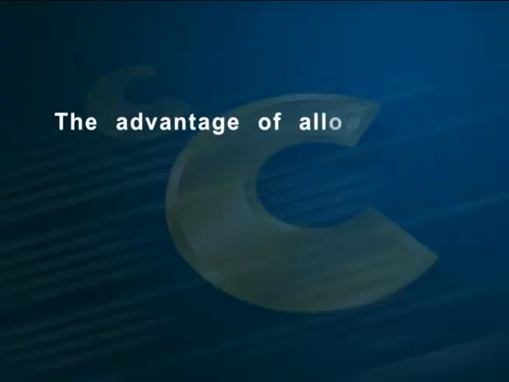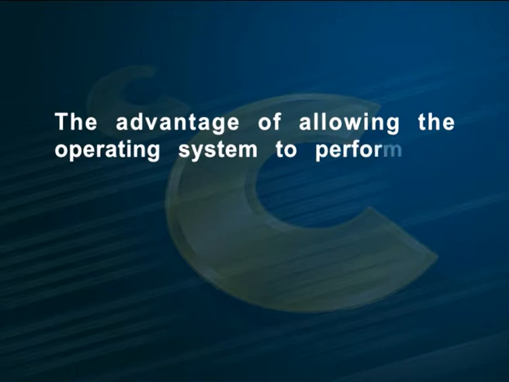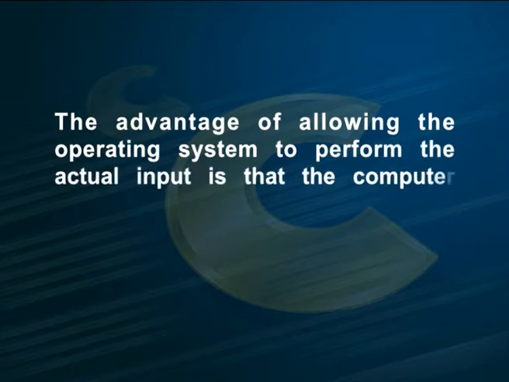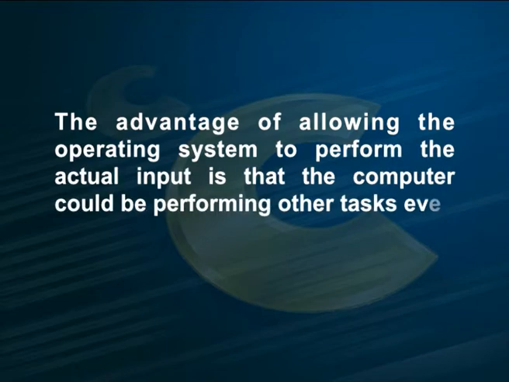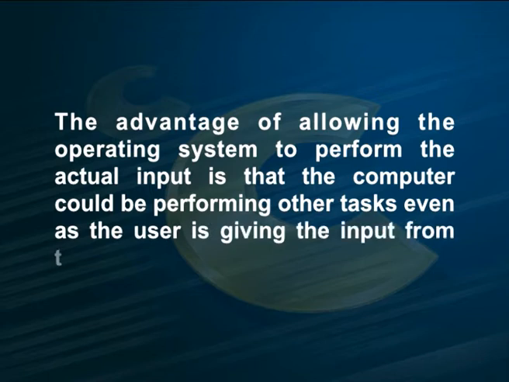The advantage of allowing the operating system to perform the actual input is that the computer could be performing other tasks even as the user is giving the input from a keyboard. However, single keystrokes cannot be entered with this technique, because many operating systems do not report a buffer until it recognizes a carriage return. The second method allows the program to get a single character and act on it immediately.